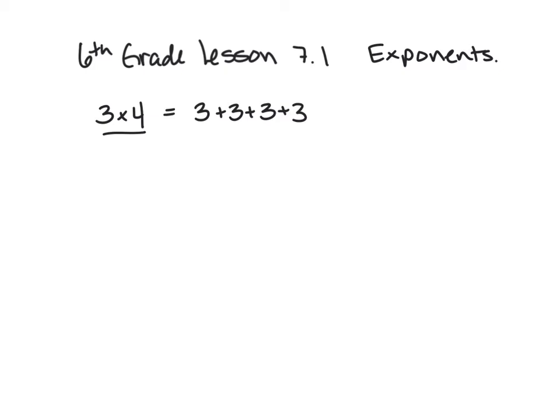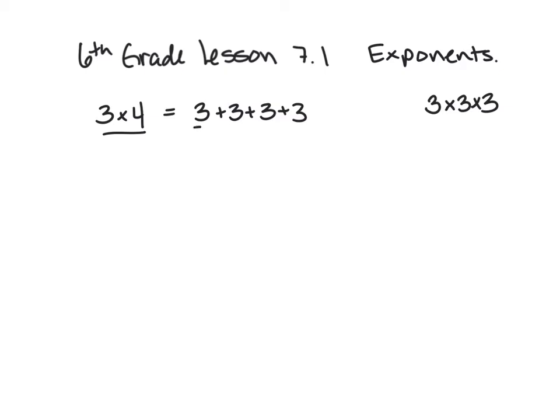So what happens if we have a repeated multiplication? What does that look like? Do I want to be writing out 3 times 3 times 3 repeated, or can I write this in a shorter way? And that's what we're going to learn about today in exponents.